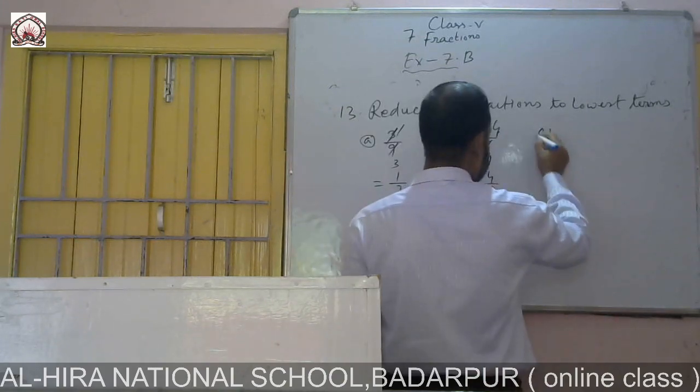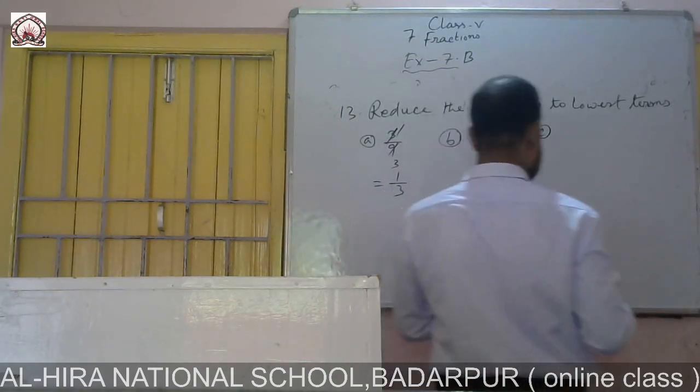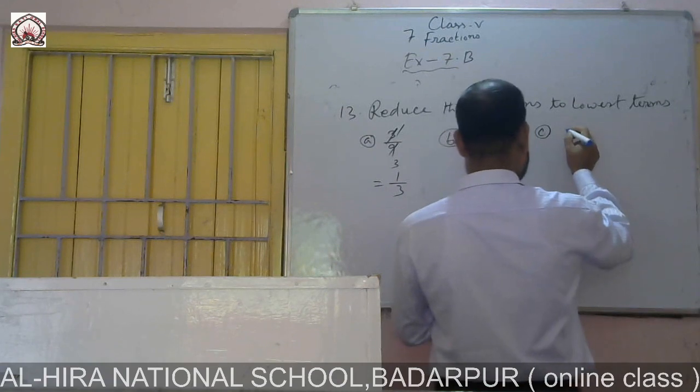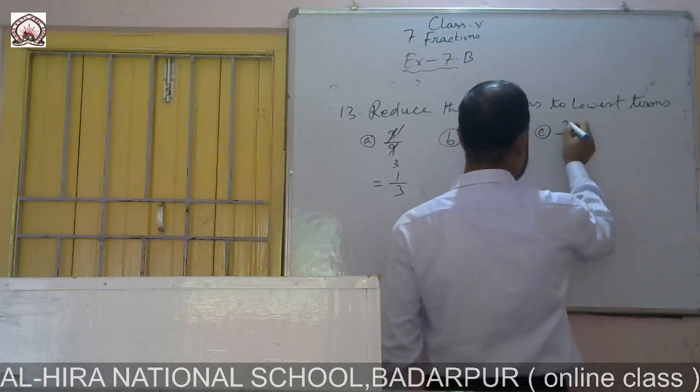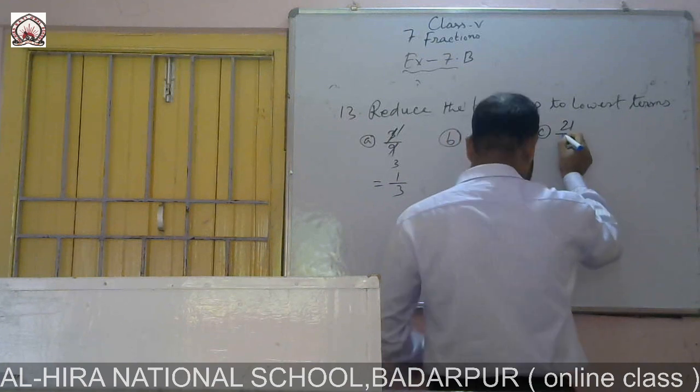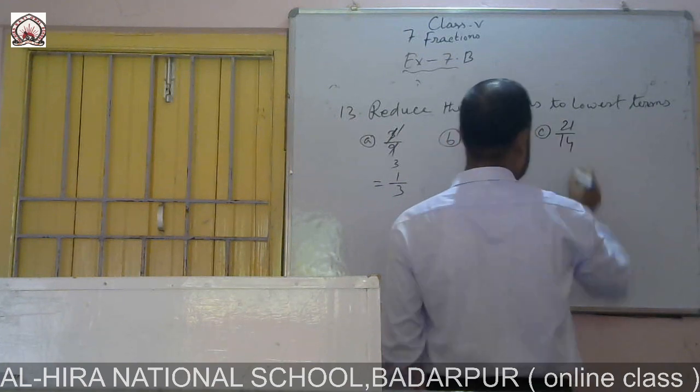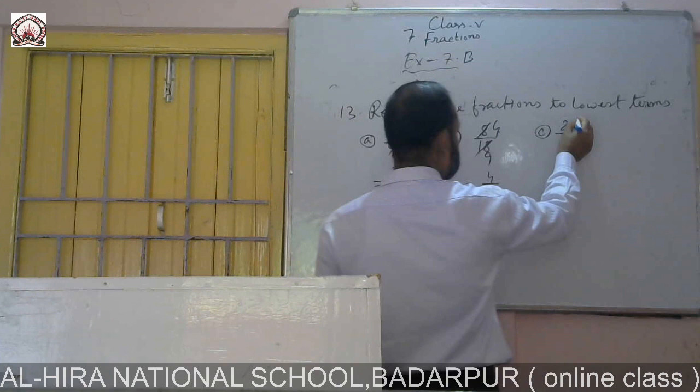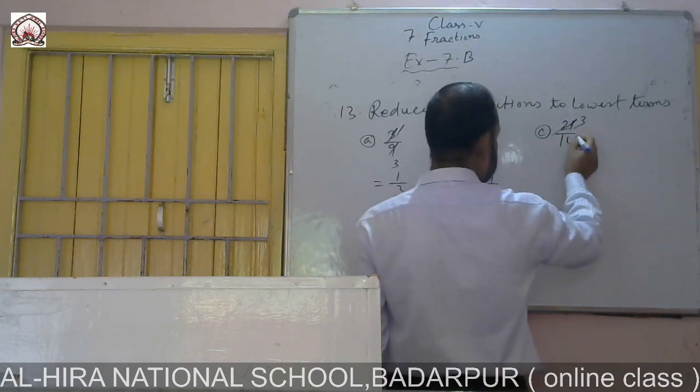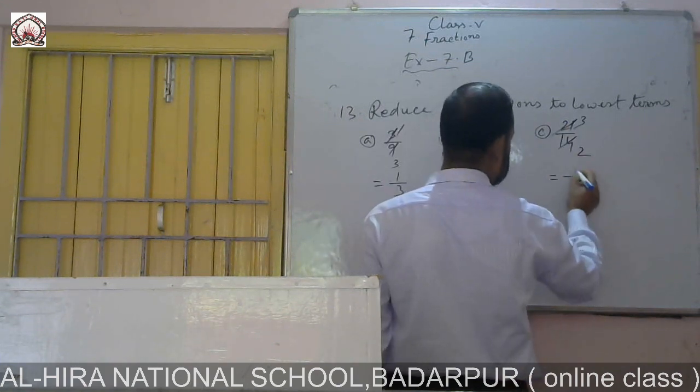Next number C. Question number C, 21 by 14. We cut by 7. 7 3 jar 21 and 7 2 jar 14. Answer is 3 by 2.